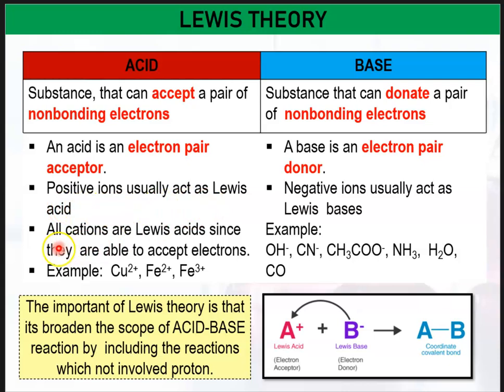Okay. All cations are Lewis acids since they are able to accept electrons. For example, copper ion, iron ion, iron 2 plus, iron 3 plus, are all acids according to Lewis theory. While a base is a substance that can donate an electron pair, and normally all negative ions act as a Lewis base.